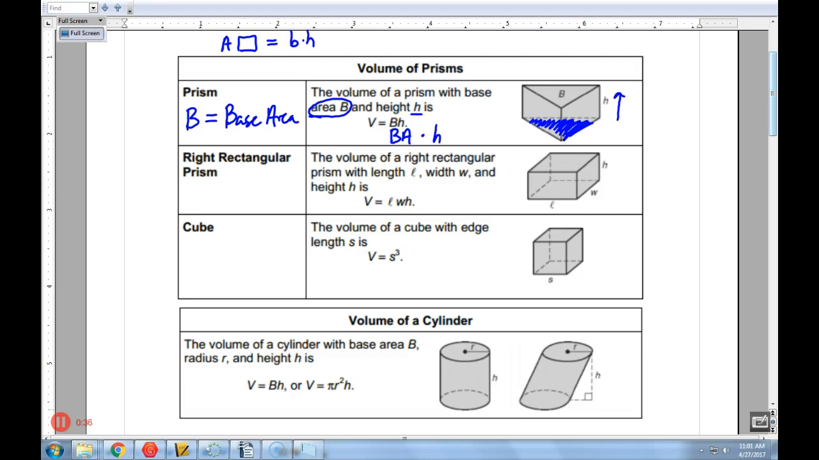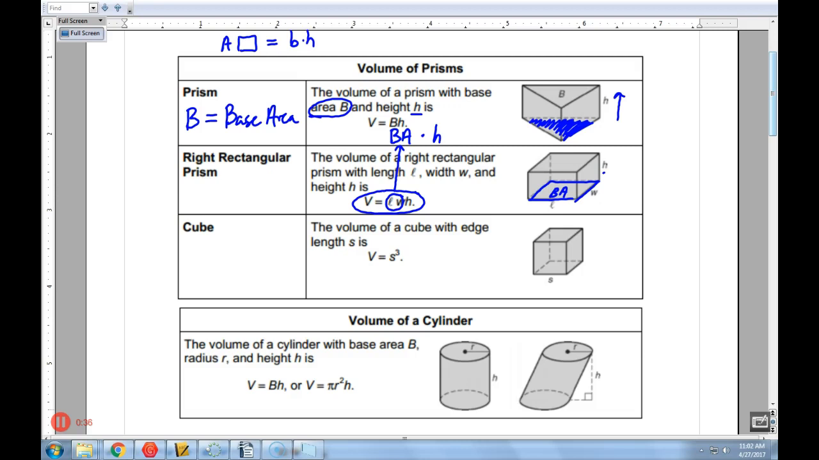For rectangular prisms or boxes, you can also just use this formula, which is probably what you learned more in grade school. Volume is just length times width times height. But if you really break it down, length times width is actually the base area. So this LW is really just BA, and then you multiply by the height. But it's faster to just multiply all three together.